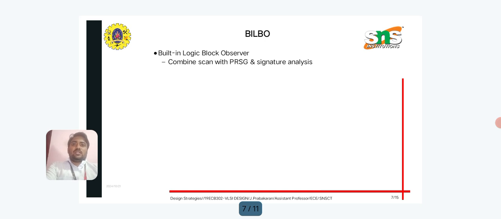And built-in logic block observer: it typically consists of a series of flip-flops and some combinational logic that can be configured into different operational modes based on control signals. This allows the built-in logic block observer to be reused for both generating test patterns and analyzing output. This is the combined scan with pseudo random sequence generator and signature analyzer.